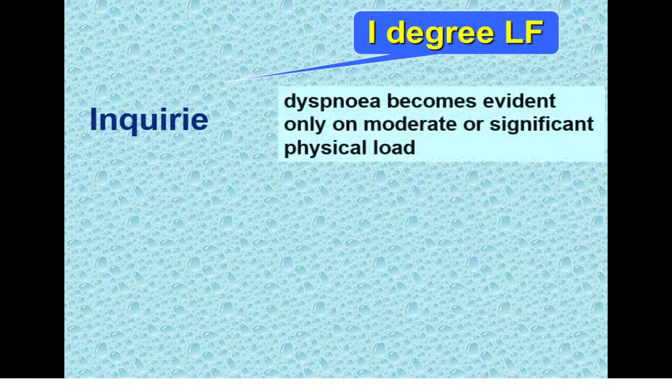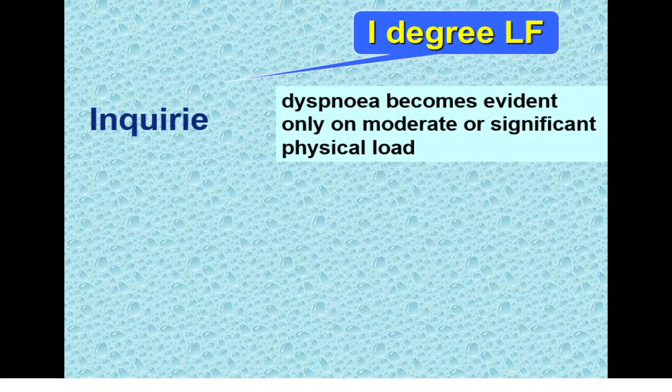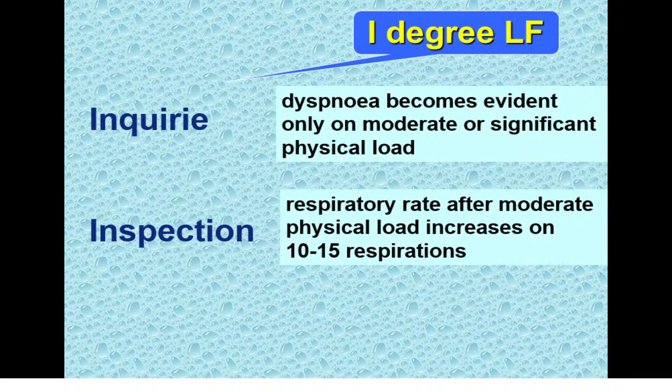First degree, initially invisible, no problems. The patient feels discomfort only after significant physical load. For example, he cannot jump, run, or swim for a long time, and cannot walk very fast or go along a long stretch. But usual life is comfortable. On inspection, there are no visible signs.